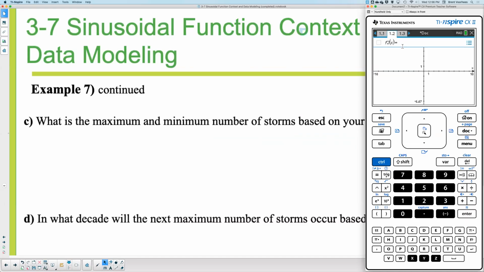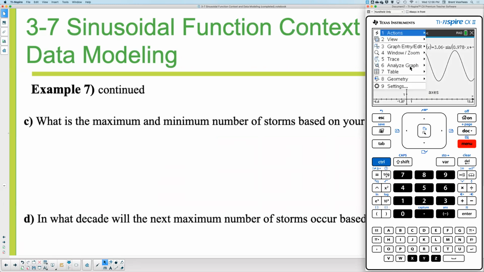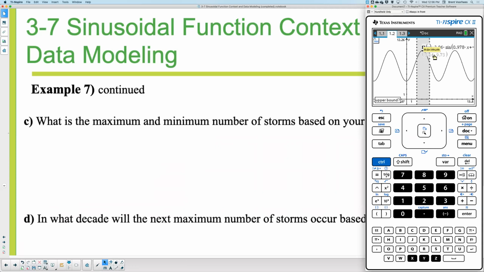So I'm going to go to graph. I'm going to press the up arrow, just go to F1 where it has my equation. And I'm going to zoom out this way. And because this is periodic, it has the same maximums and minimums repeated. So I don't have to find all the maximums. I'm just going to find one. So I'm going to go menu, analyze graph, choose maximum. And my maximum occurs here. It appears it'll be around 10 major hurricanes per decade.